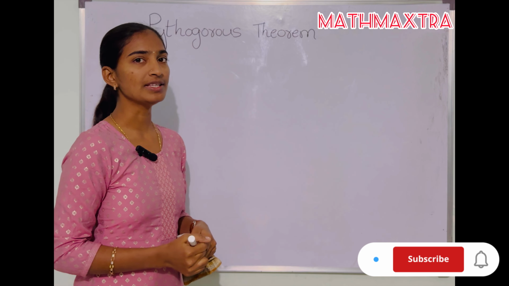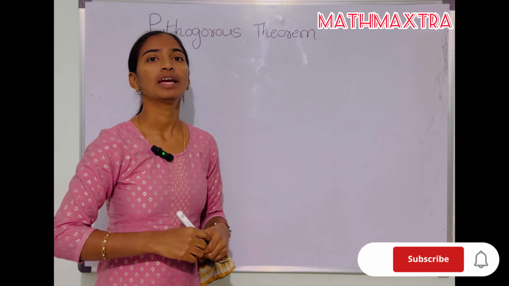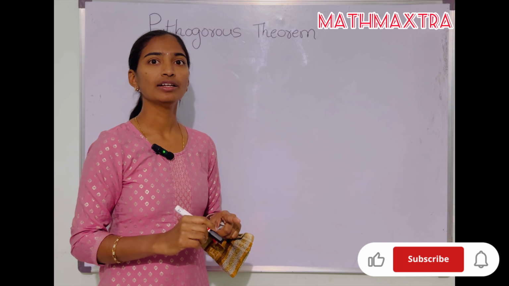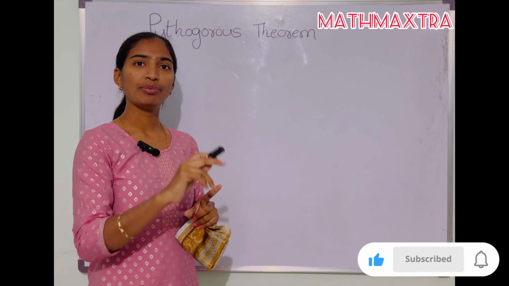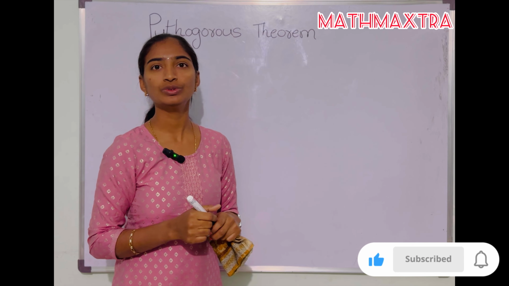Today our topic is Pythagoras theorem. What is the statement of Pythagoras theorem? In a right angle triangle, the hypotenuse square is always equal to the sum of the squares of the other two sides.